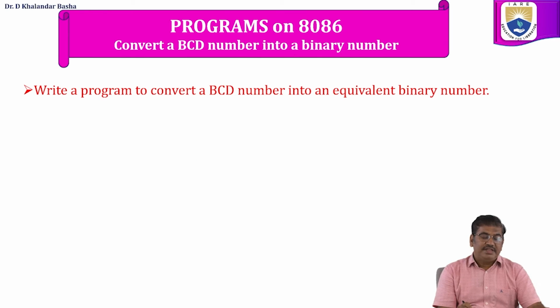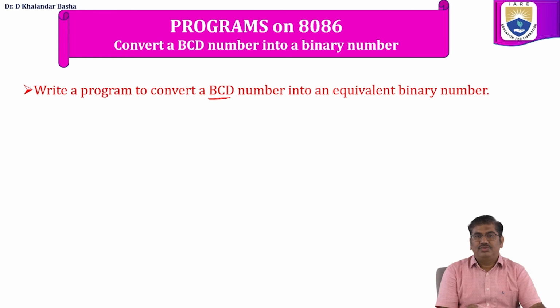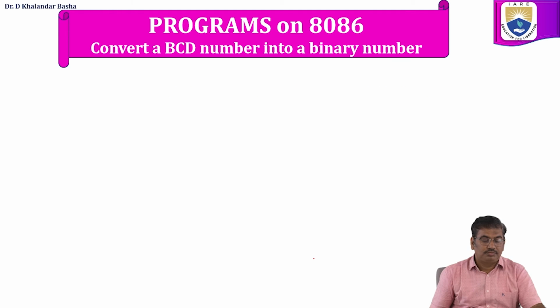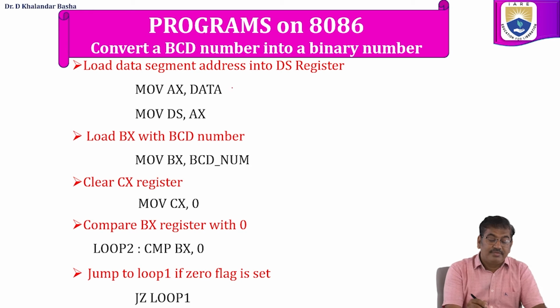The next one we will see is to write a program to convert a BCD number into the equivalent binary number. As we know, BCD stands for binary coded decimal. This binary coded decimal number we have to convert into its equivalent binary number. So we will see the sequence of instructions which we are going to use.